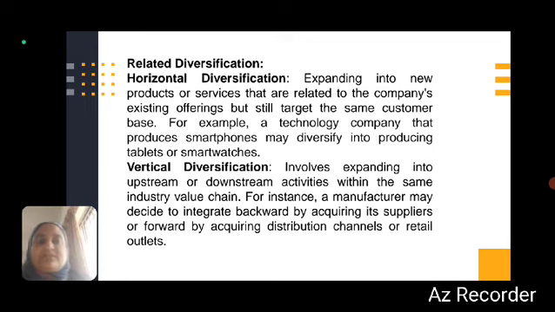Related diversification is based on two basic concepts: horizontal diversification and vertical diversification. In horizontal diversification, you expand into a new product or service from the base. For example, smartphones were the base, and the next level was tablets and smartwatches, which are the advanced stages of the smartphones.